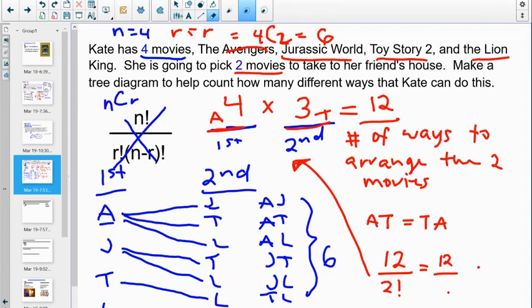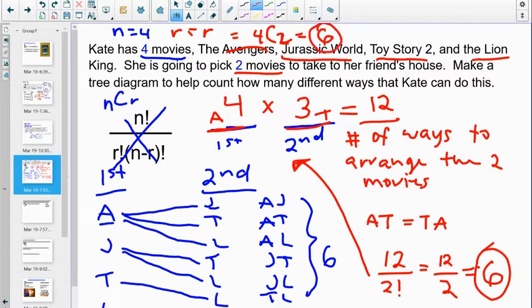Answer gets you to 6. There you go. So now we got them equal. Okay. So again, remember, you take your permutation, and then you're dividing it by the number of ways to arrange however many slots you have filled in. Okay. Now let's move on to the next one.